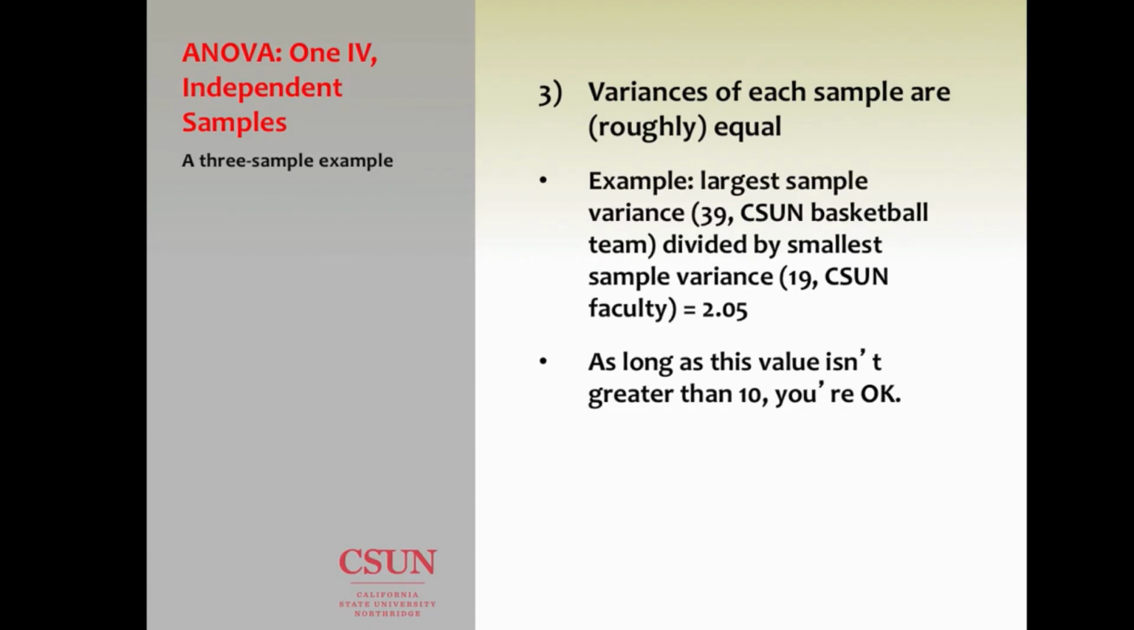The test here that you can run is more numerical. You can actually run a test here, dividing the biggest group variance among your various groups by the smallest one. In this case, we had 3 groups. The biggest variance was 39. That was the basketball team. The smallest was 19. That was the faculty. Divide those 2 values, you get 2.05. And as long as that value is not greater than 10, then you're okay. In this case, it's only 2.05. So we're okay by this criteria to continue with our ANOVA.